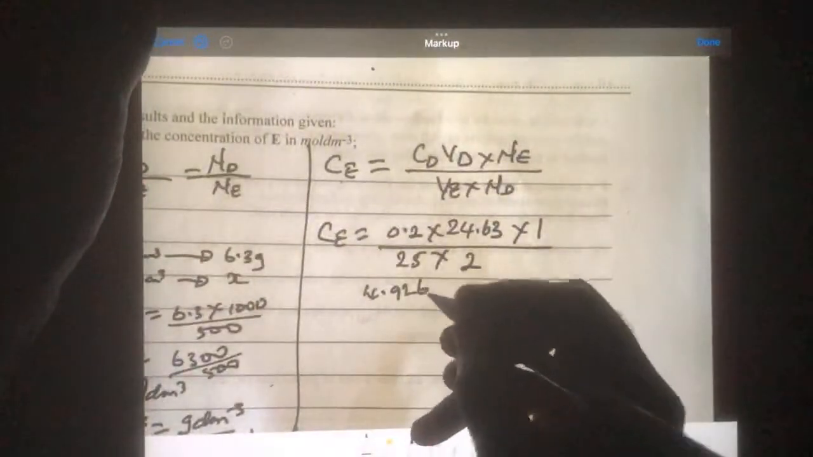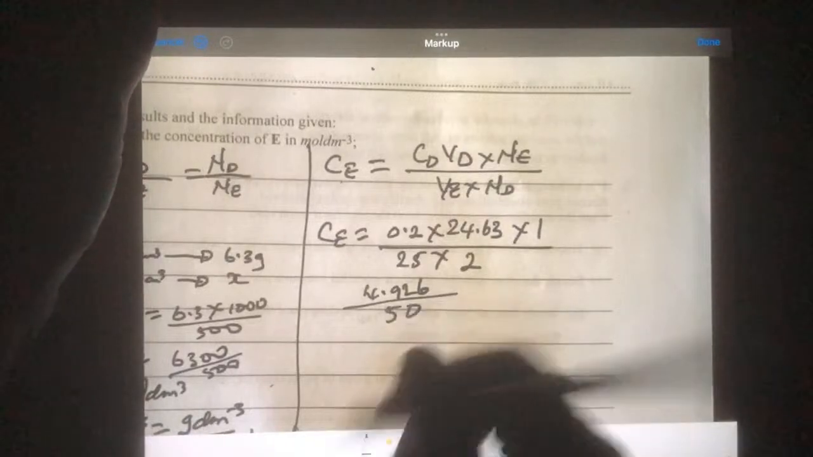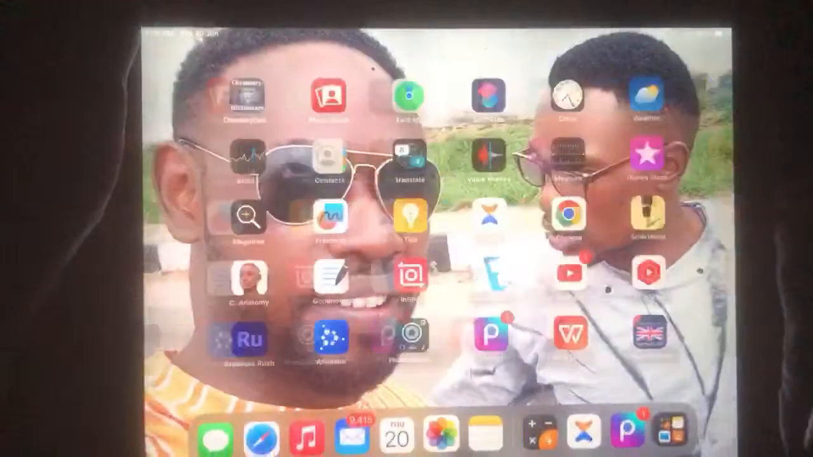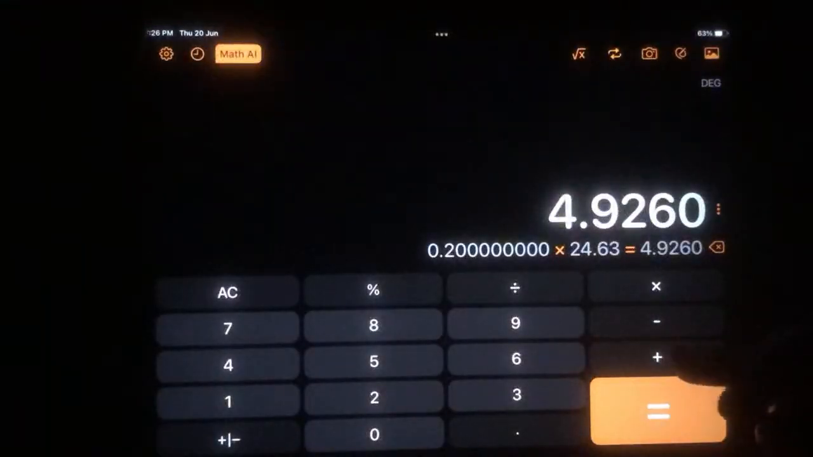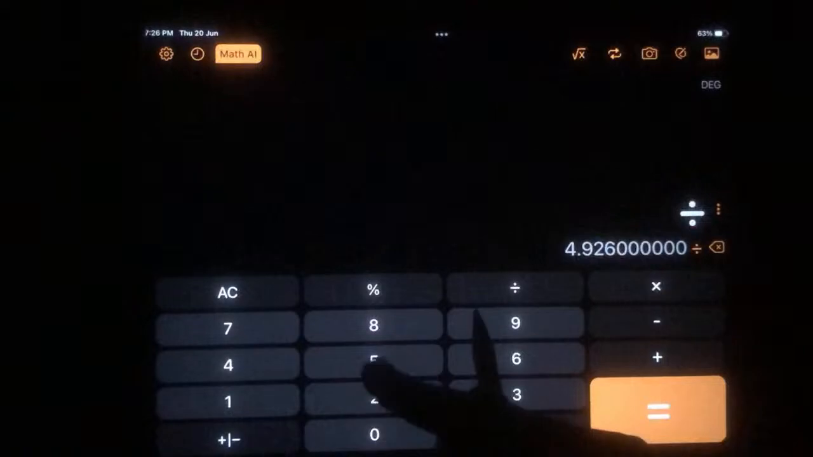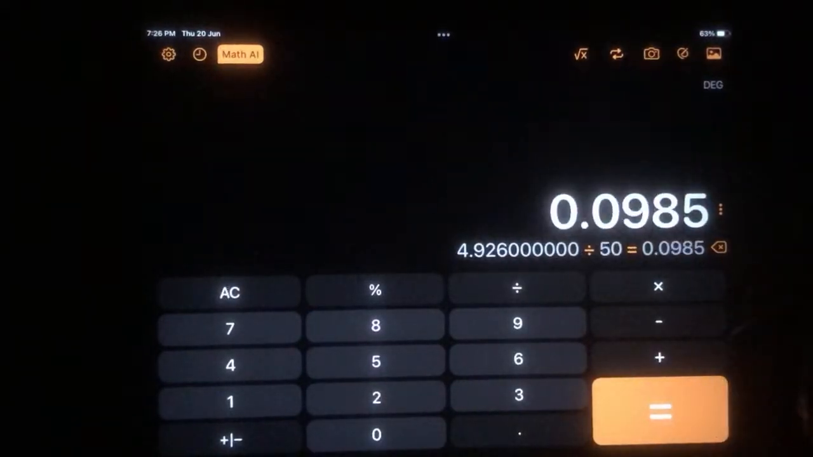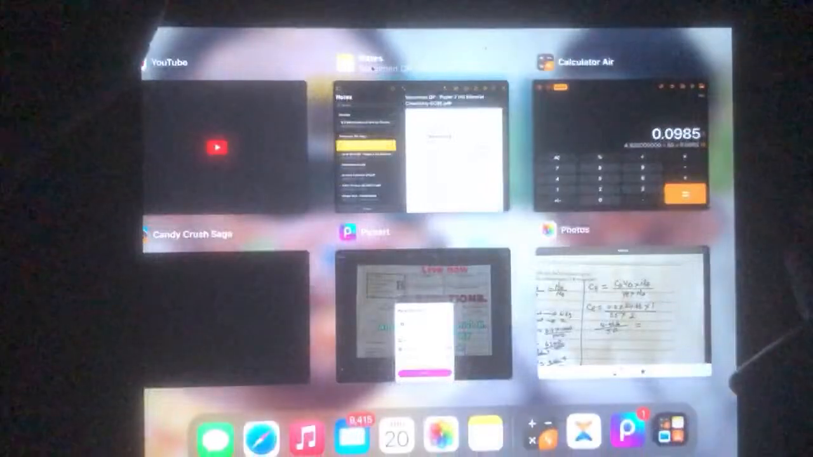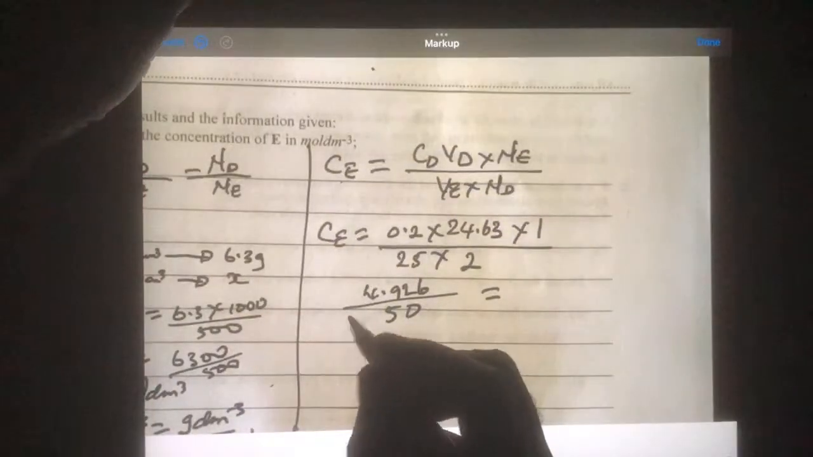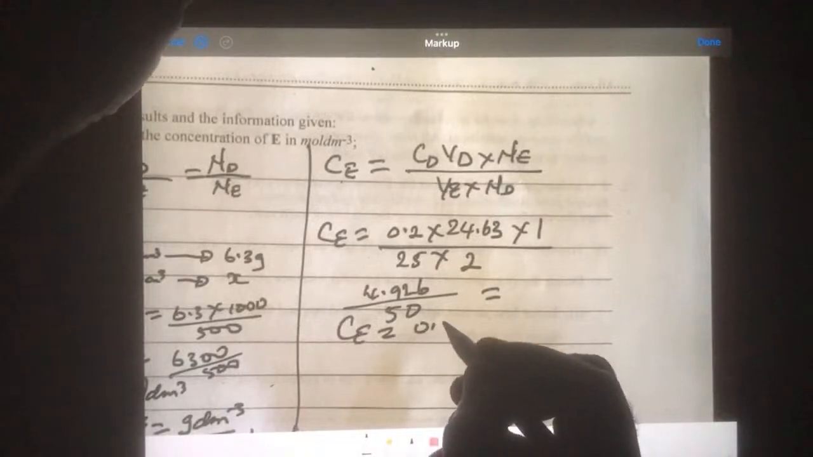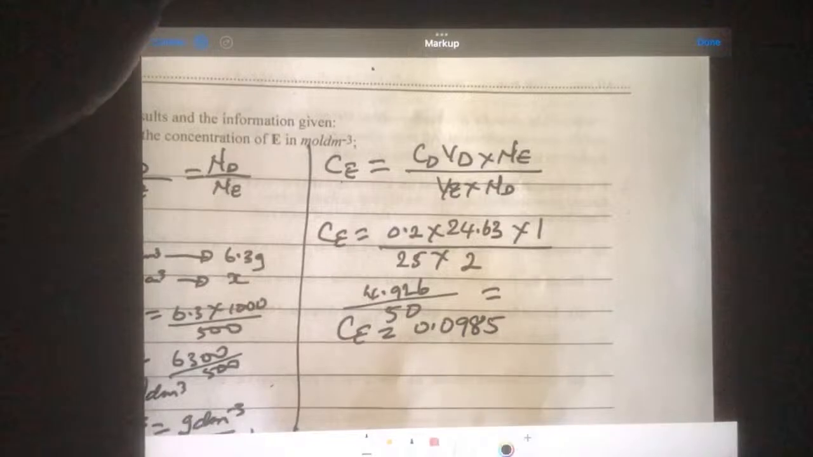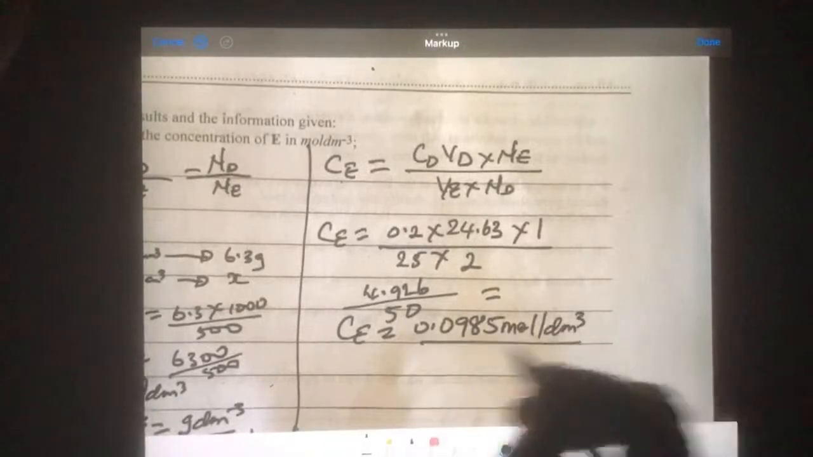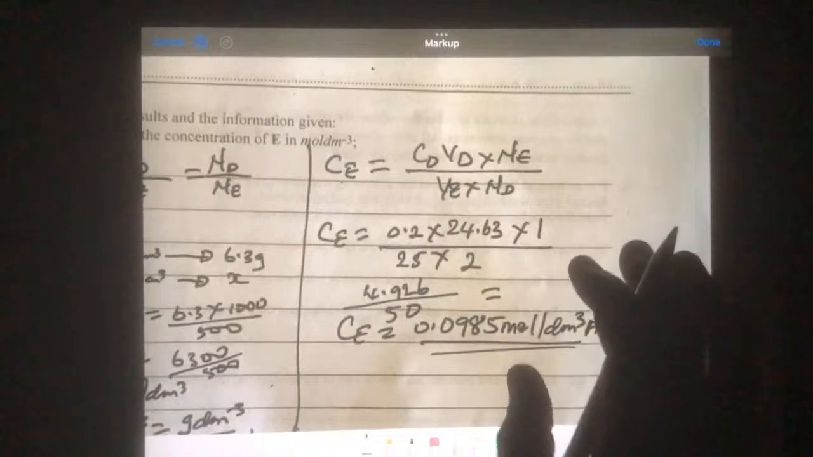4.926 divided by 50, because 25 times 2 is 50, which will give us, from the calculator department, 0.0985. Approximately 0.1. So CE is equal to 0.0985. Maybe we can use three significant figures to keep it that way. Mole per dm cube, remember to put the unit after each answer. We now move on.